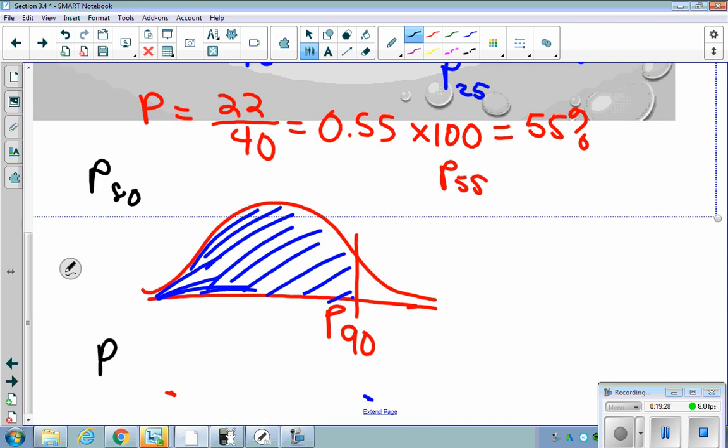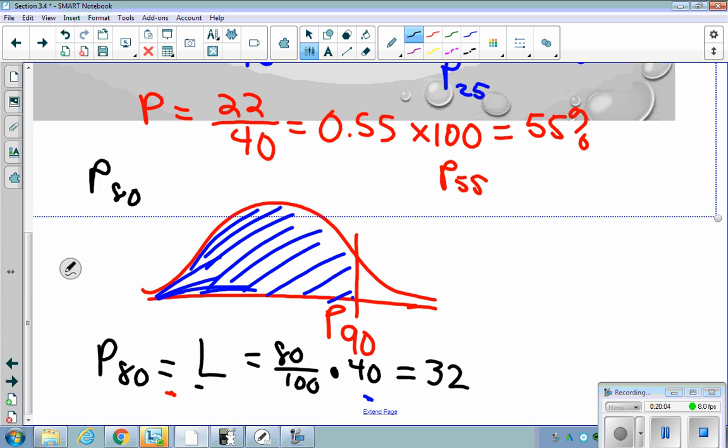So P of 80. Your formula says I'm going to find my locator. The position is really my locator. It is equal to 80 over 100 because I'm really just putting that percent back to a decimal. That's all that's doing, right? And I'm multiplying it by the number of total values. How many total pieces of data do I have? 40. When you do that, you get 32. This is equal to my locator. It is not equal to the number of chips. It is equal to my locator.